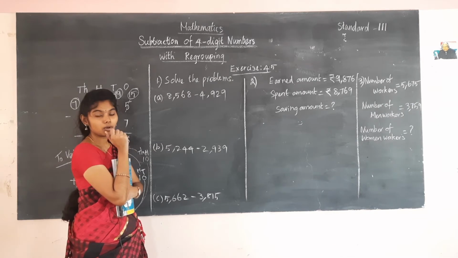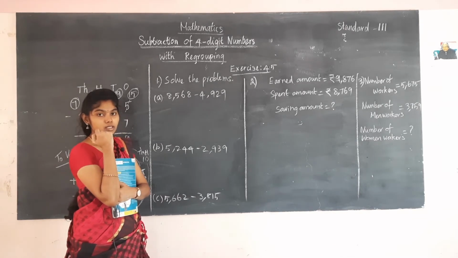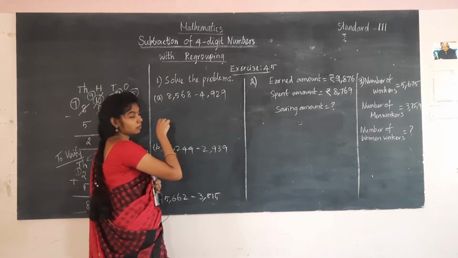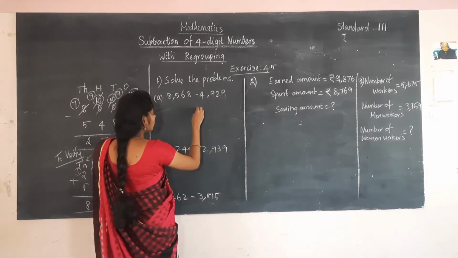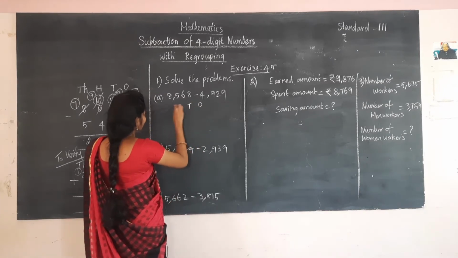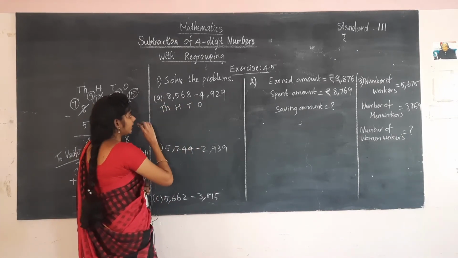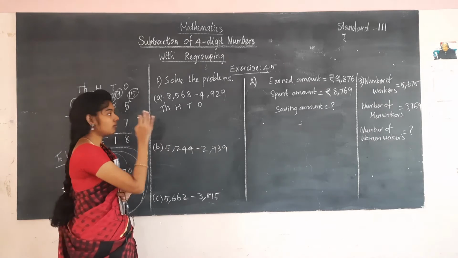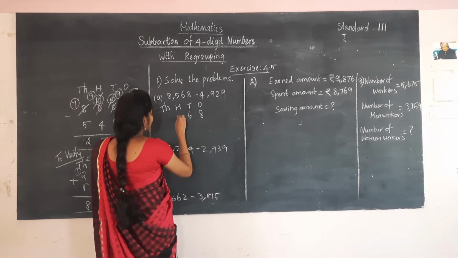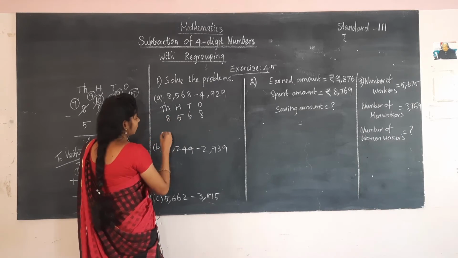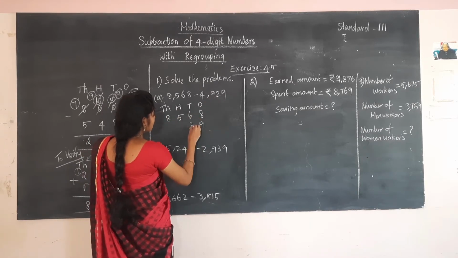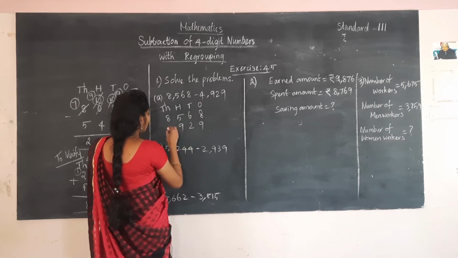To subtract the numbers, we have to write the greatest number first and the smallest number second. So write the number first. Before writing the number, you have to write the place values up to the thousands place. After writing the places, you have to give the values in the places: 8 in ones, 6 in tens, 5 in hundreds, 8 in thousands. And then 9 in ones, 2 in tens, 9 in hundreds and 4 in the thousands.